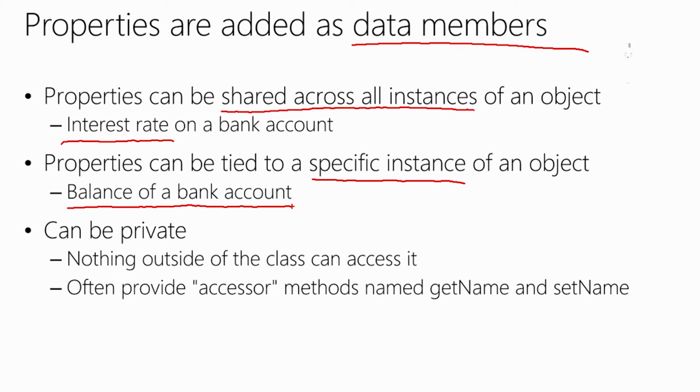Right, because if you and I both have a bank account, it's the standard savings account, we're both going to have the same interest rate, but each of our accounts is one instance of a bank account, and my balance isn't going to be the same as your balance.